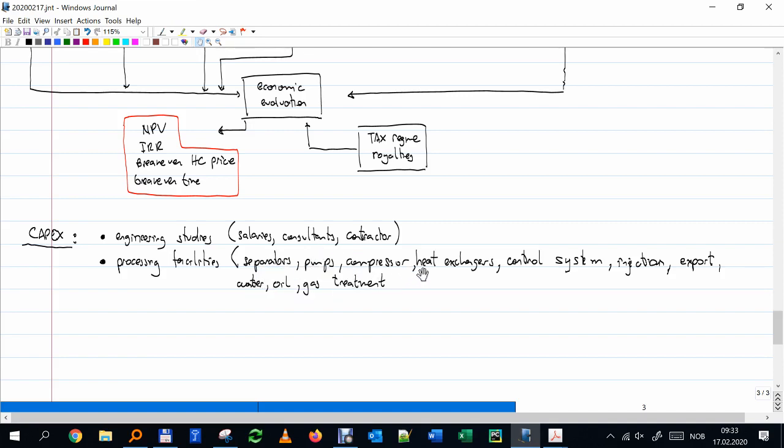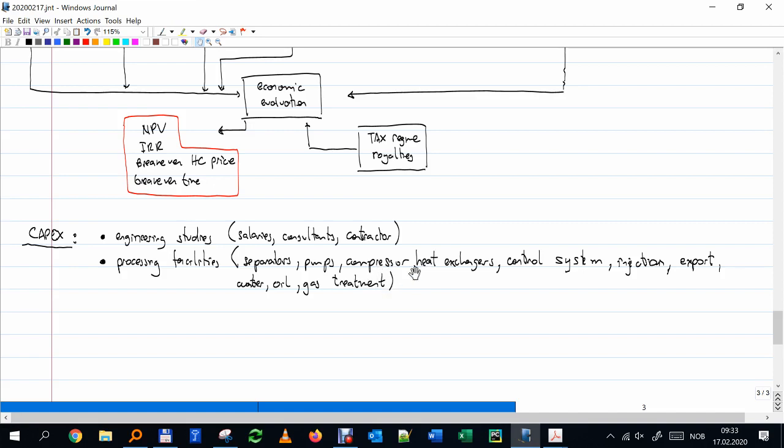So for all of these items, when I don't know much about the system, I'm not sure how I'm going to produce it. What will the rate per year be? How is the GOR going to evolve? How is the water cut? So to size or to estimate the cost for all of these is extremely difficult, even impossible. So I have to use approximation.